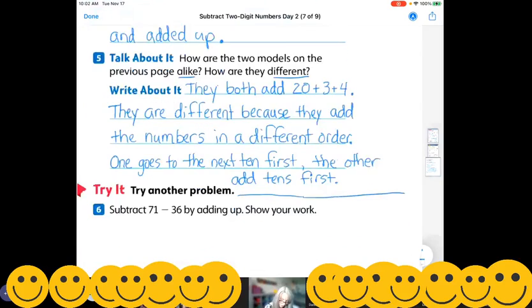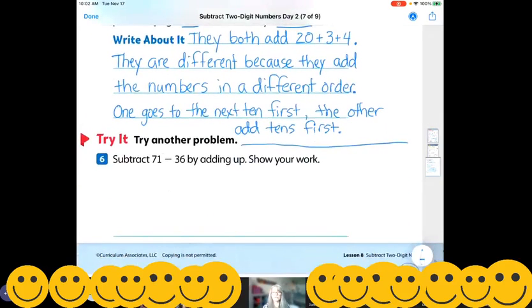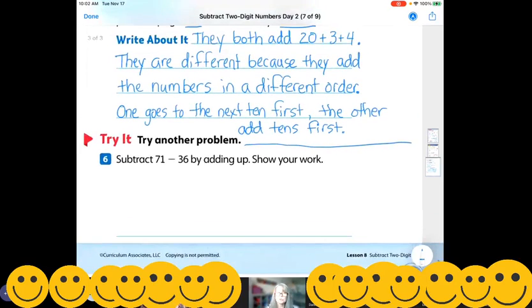But I am going to kind of scoot down here so that I can help you with today's classroom assignment. We are at the very last problem for our lesson today. So please stop writing and pay attention because I want to help you get started on this assignment. Okay? So our assignment says to subtract 71 minus 36 by adding up. It says to show your work. This is what I want you to do. This is what I'm going to expect that you're going to show me on this assignment.